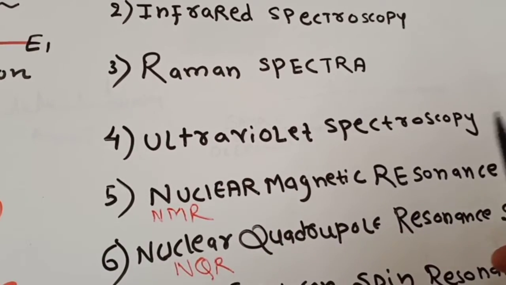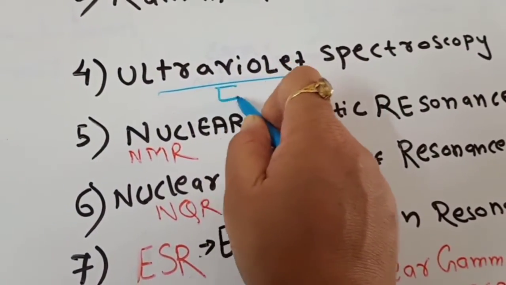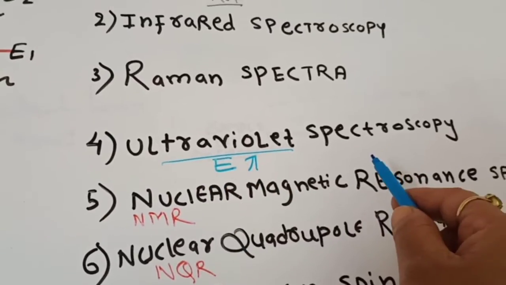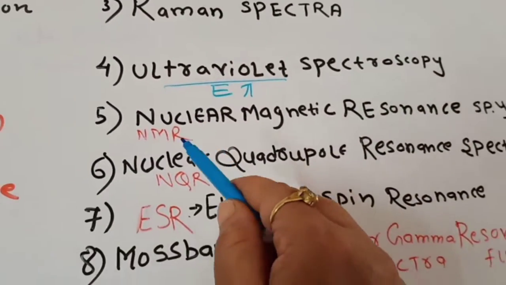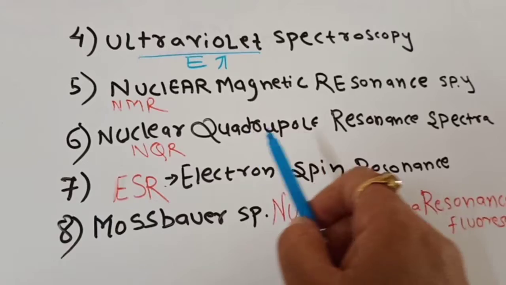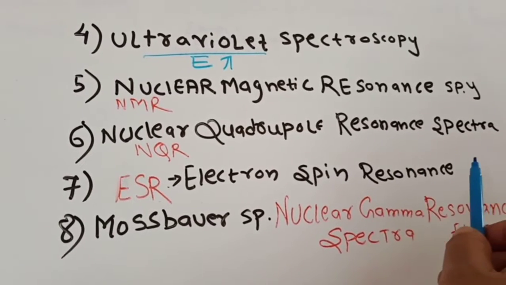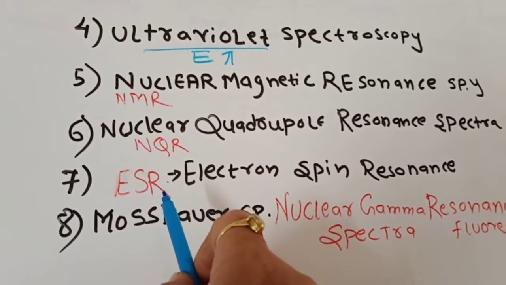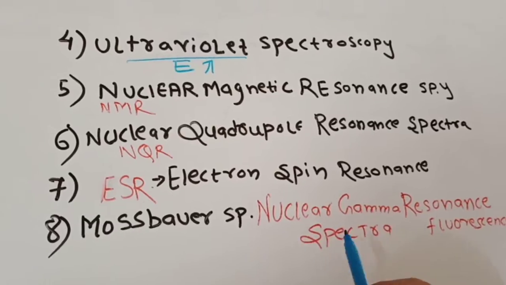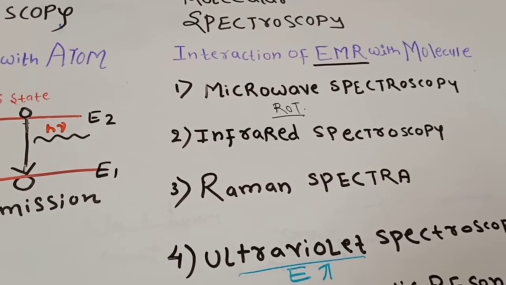And this is our ultraviolet spectroscopy. As we discussed, the energy of ultraviolet light is very high, meaning it has less wavelength and high energy, so generally electronic transitions take place here, and this spectroscopy is also termed electronic spectroscopy. Then NMR is nuclear magnetic resonance spectroscopy. This takes place in the radio frequency region. This is nuclear quadrupole resonance spectra, or NQR for short. Then this is electron spin resonance spectroscopy, also called ESR spectroscopy. And Mossbauer spectroscopy, that is nuclear gamma resonance fluorescence spectra.